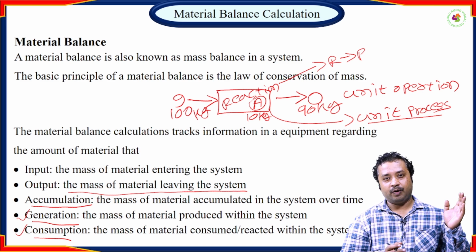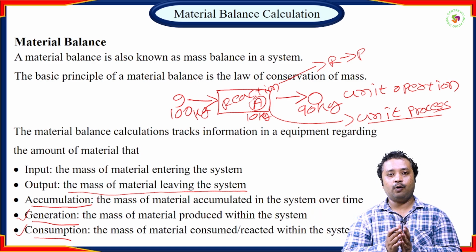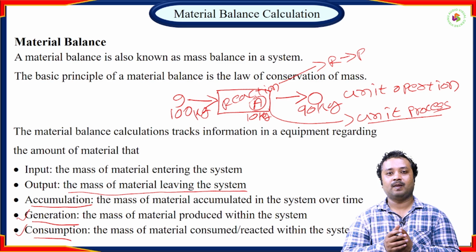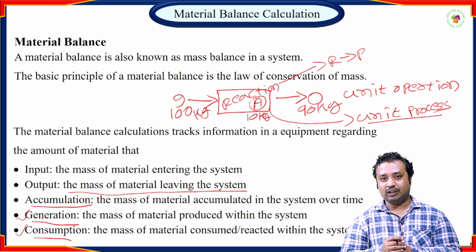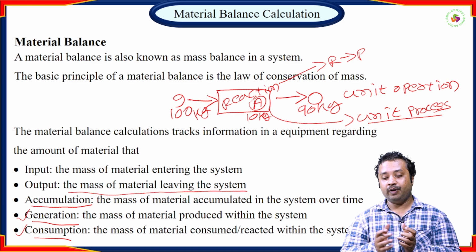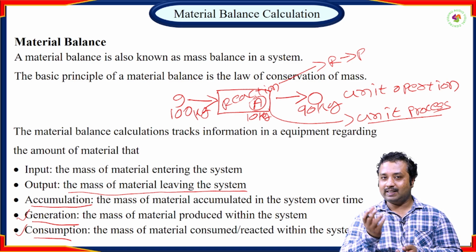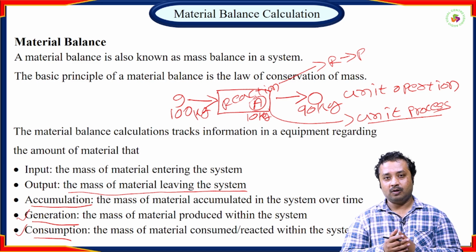Those are input, the amount of material entering the system; output, the amount of material leaving the system; and accumulation, if any amount is accumulated within the system during processing. The other two terms are generation and consumption. Those will be considered when some reaction is happening, or in a unit process type of system, in which due to the reaction some amount will be generated and some amount will be consumed. Those also we have to take care of while considering the material balance.